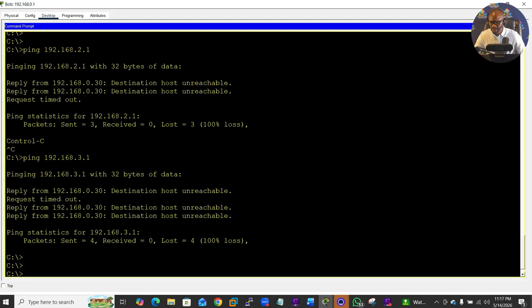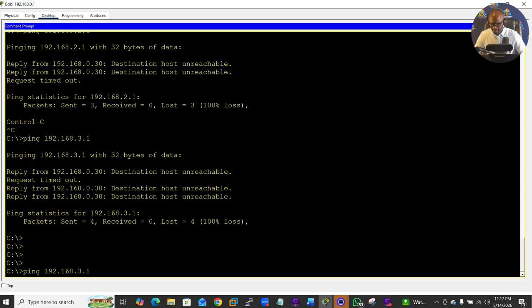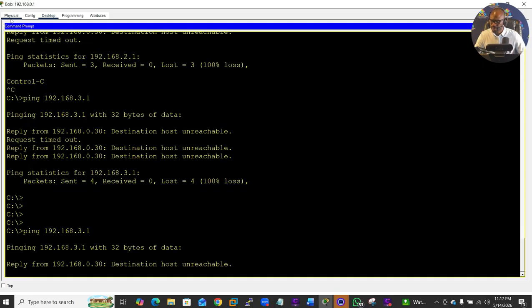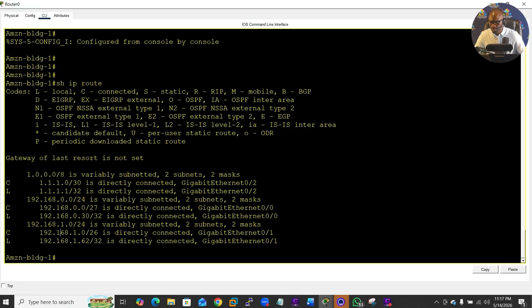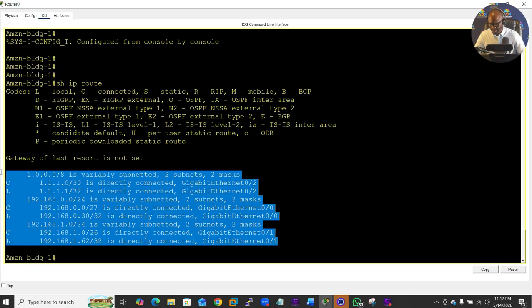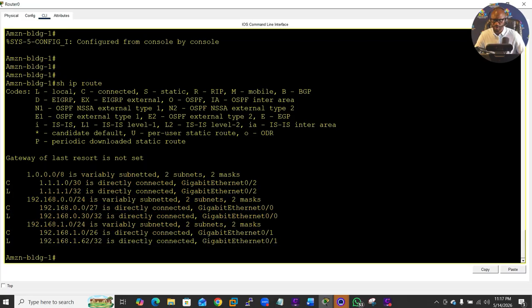Now let's try to ping again across. From Bob's machine, we're trying to ping Lily's machine, and we're still getting destination host unreachable. The reason is because this router doesn't know about Lily's network. So we need to configure what we call a static route.